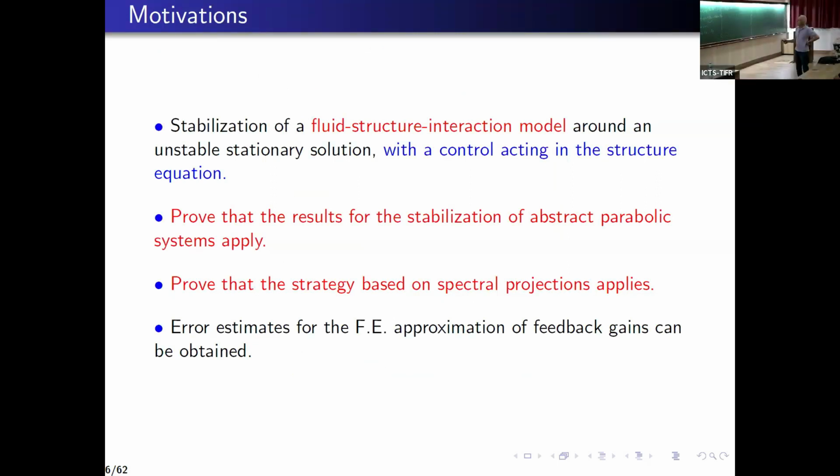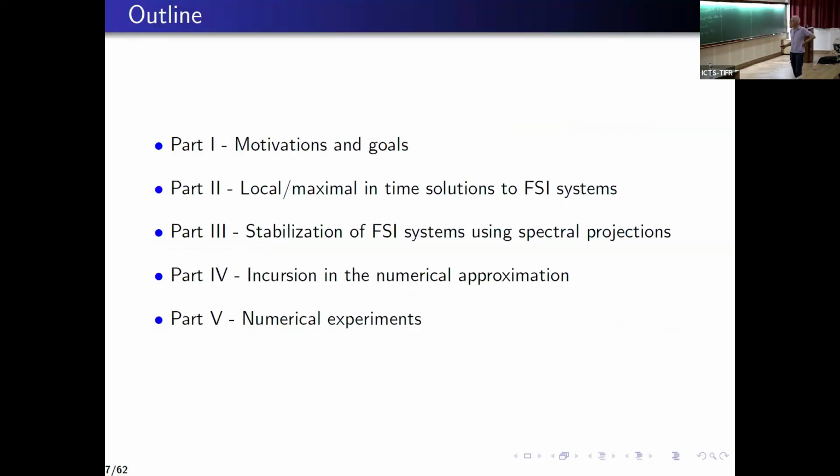So the motivation is to try to apply to this fluid structure interaction model what we did previously. So find a feedback stabilization, try to see if we can fit the abstract framework introduced previously. Can we use spectral projection? Can we do some finite element approximation? And so this will be the plan of the talk.